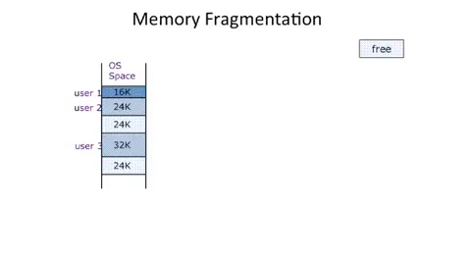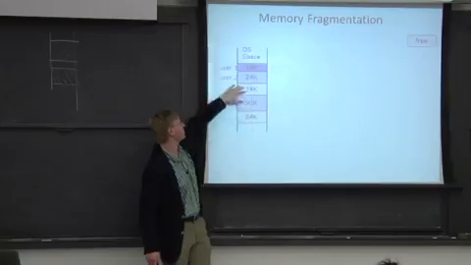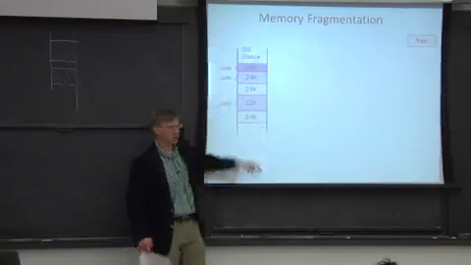OK, so let's talk about the challenges of base and bound. Let's say we have memory here. And we start off with 3 processes: user 1, user 2, user 3. User 1 is 16 kilobytes. User 2 is 24 kilobytes. User 3 is 32 kilobytes. And this is just some open free space here and here.